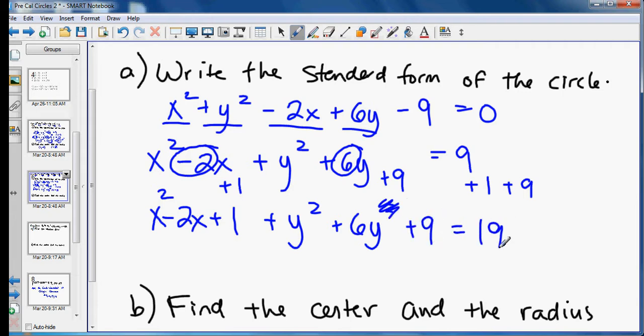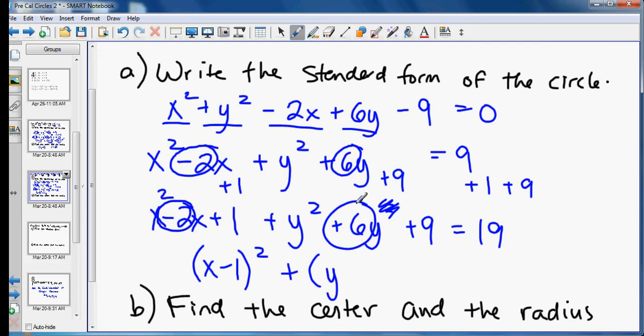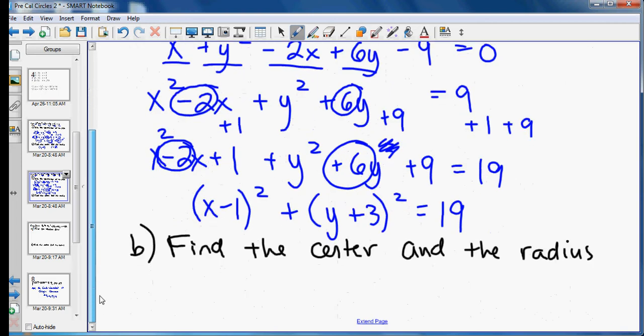Okay. Then the last step is to factor, which again, just remember, this number, if you just cut it in half, that's what you end up with here. So x minus 1 squared, y, half of that is plus 3 squared. And just like we talked about, the center is these two numbers, but flip the sign because they're being subtracted, so it's a positive 1 and a negative 3.